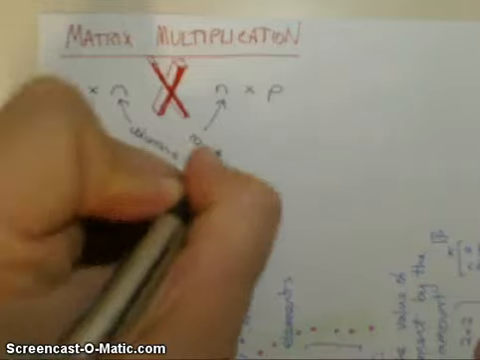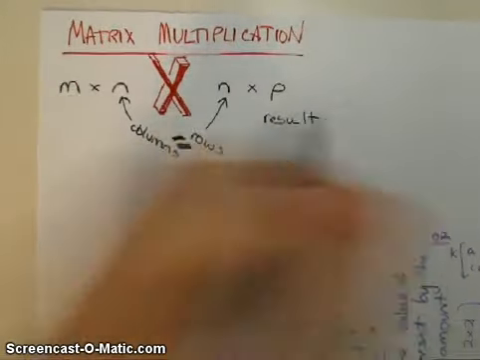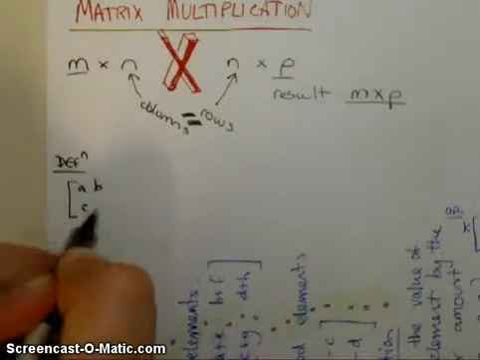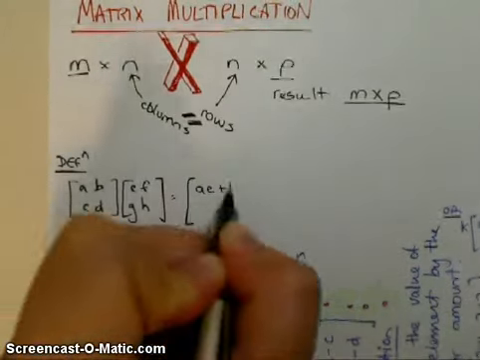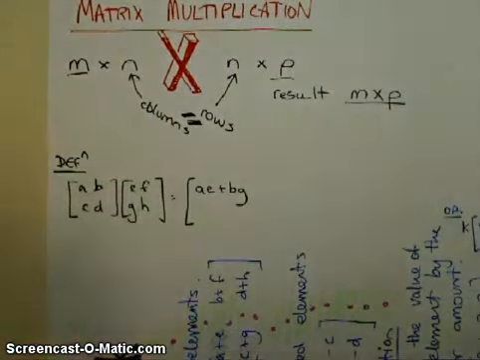Matrix multiplication means that the columns of the first have to match the rows of the second, and then the result will be a matrix of m by p order. That is the order, not the actual answer.